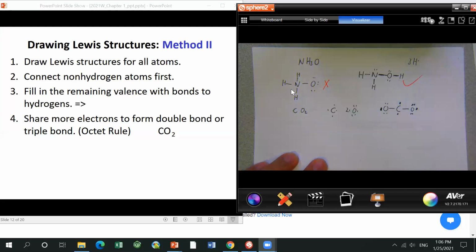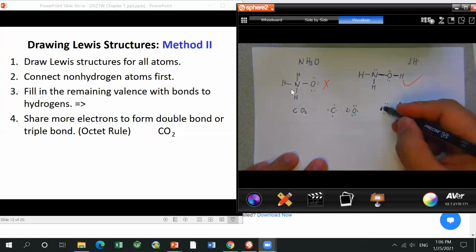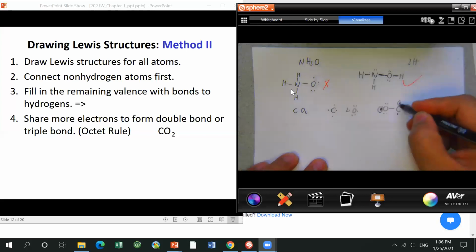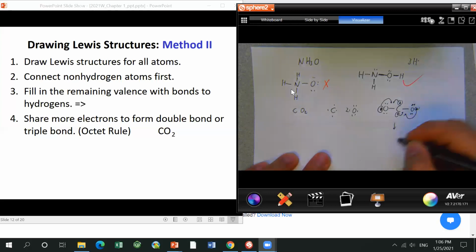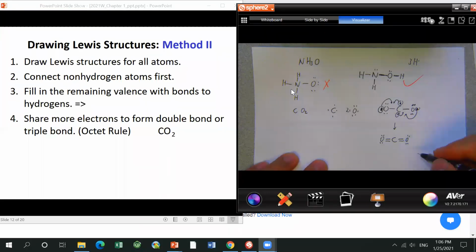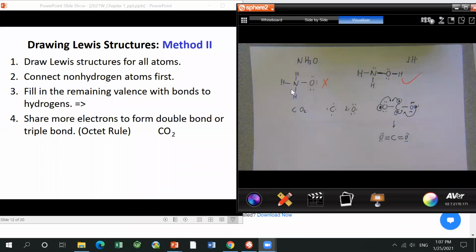In this case, we have to share electrons. These electrons and these electrons go together to build up one bond. These electrons and also these electrons go together to build up another bond. That also gives you the right Lewis structure for carbon dioxide. Now you check, and you find all the atoms are surrounded by 8 electrons. Everyone's happy.